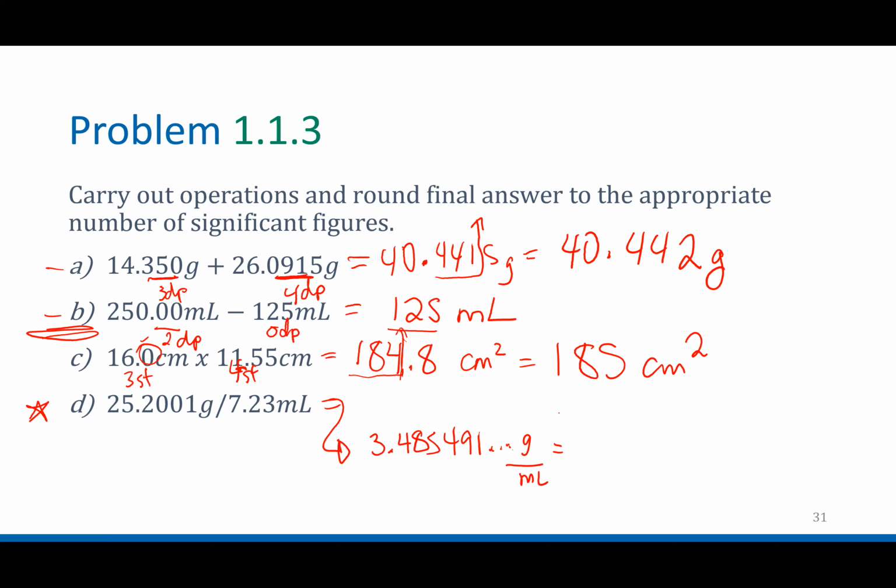But anyways, we don't need to worry about units. I have 6 significant figures divided by 3 significant figures. So my answer can only be 3. And for anybody who answered this and said 3.48, just remember, when the number is 5 or bigger, we round up. So this would be 3.49 grams per milliliter.